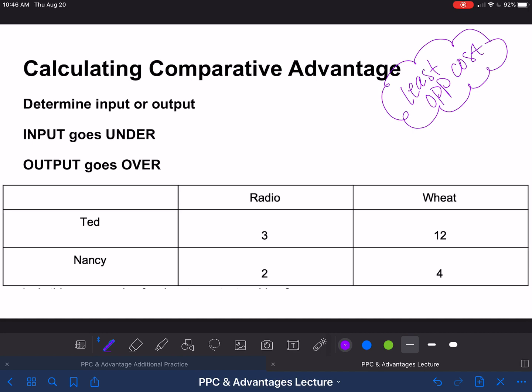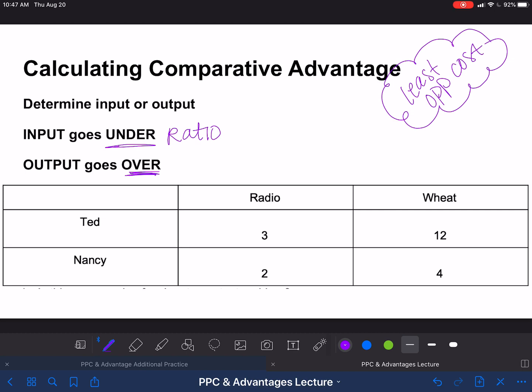So our first step in calculating comparative advantage, or determining true specialization, is we have to determine if we're talking about an input problem or an output problem. If we're talking about inputs, we're going to go under. Now, what does this under mean? Well, when we set up our ratios, we are going to move under when we create our ratio. An output, we're going to go over. And again, when we create our ratios, that means we're going to go over. So if it's an input question, we're going to go under. If it's an output question, we're going to go over.